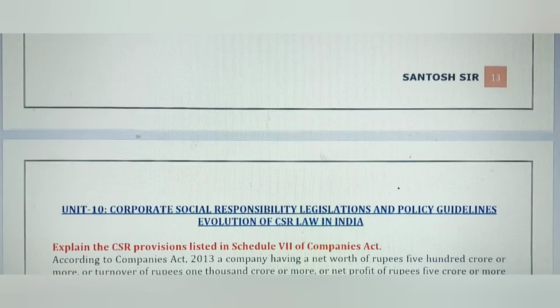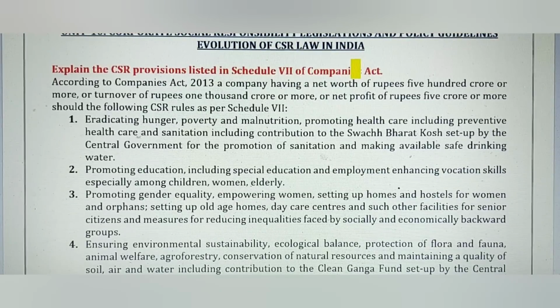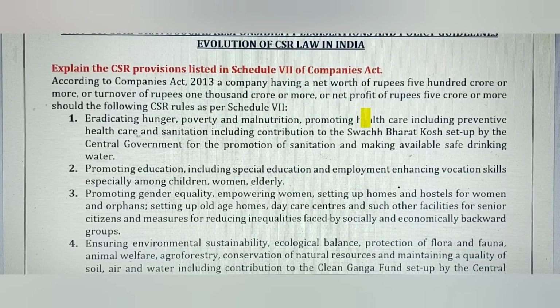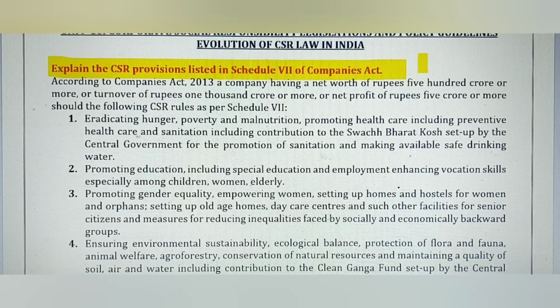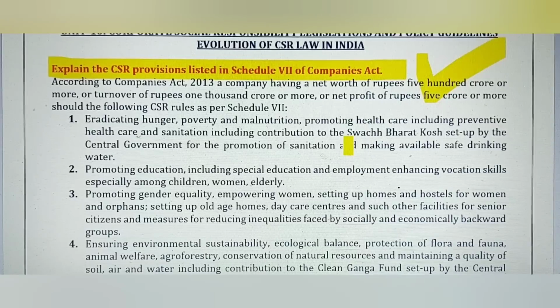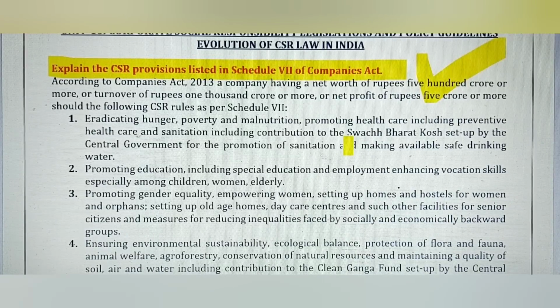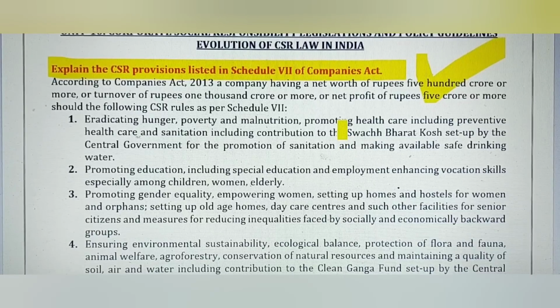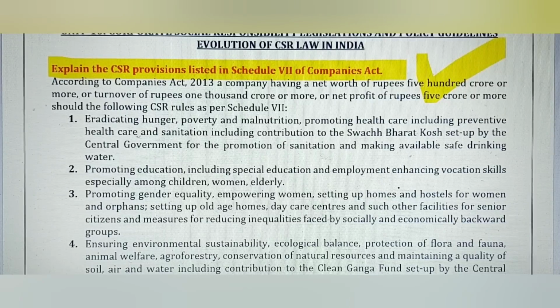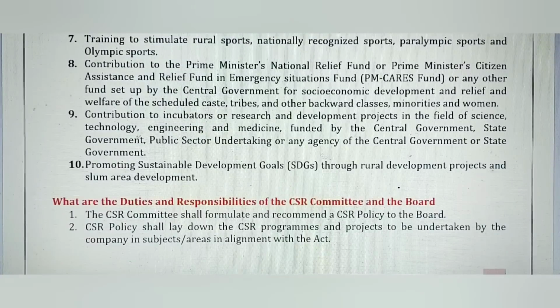Okay. The next question that you must revise is: explain the CSR provisions listed in Schedule 7 of the Companies Act 2013. Very, very important question for the exam. You must revise it at any cost. There are some provisions of CSR, and that depends not on all companies but on a few companies whose turnover is above 500 crore; they have to use these CSR provisions in their operations. So you have to learn all these provisions. There are as many as 10 provisions.